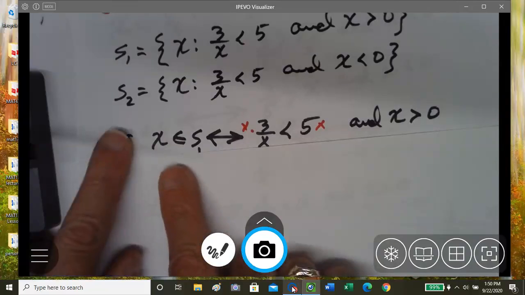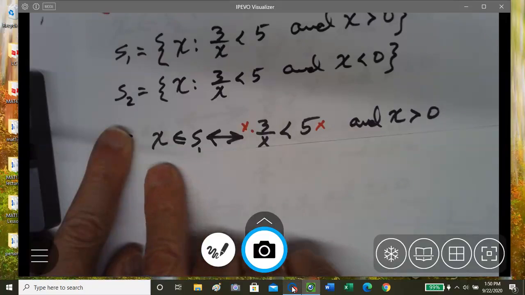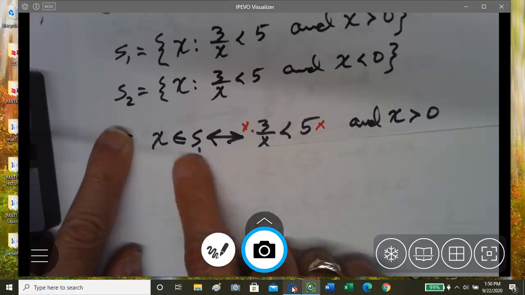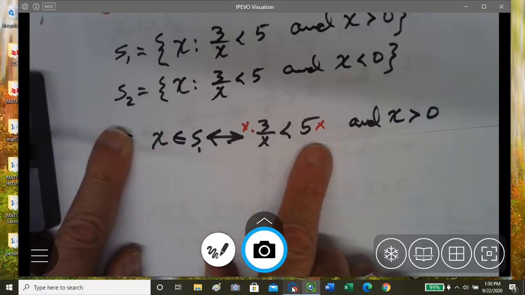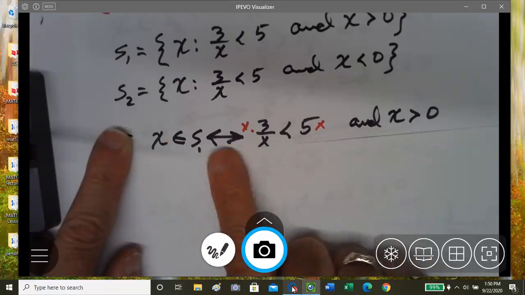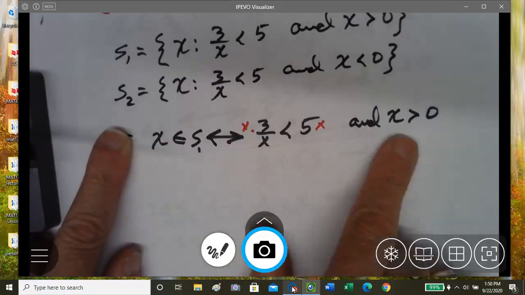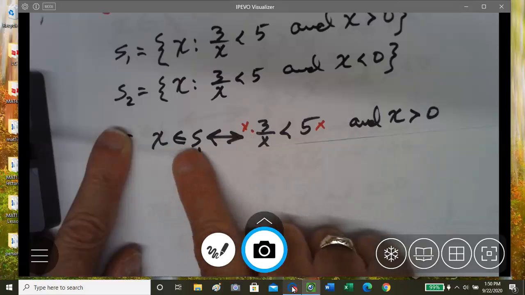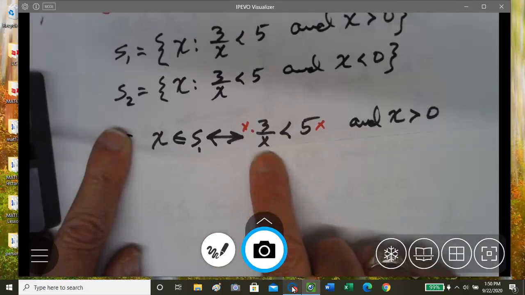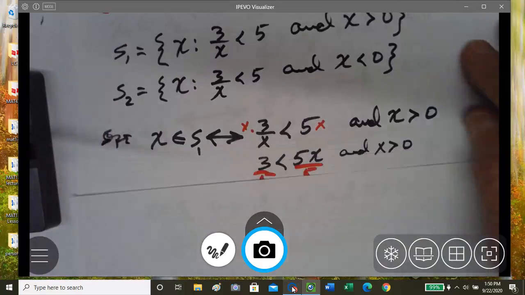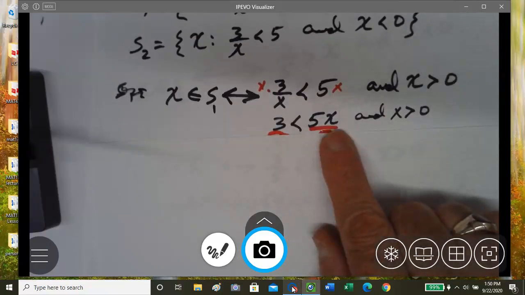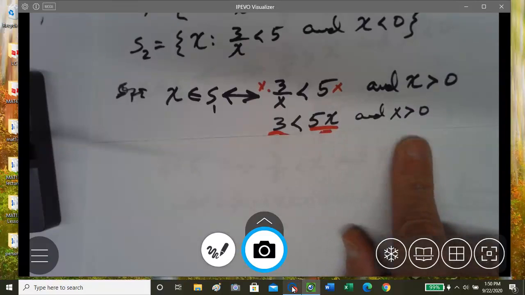So now we look at x being an element in set S1 if and only if, going both ways, 3 over x is less than 5 and x is greater than 0. So first thing, we solve for x: multiply x to both sides, and we get 3 is less than 5x, and x is greater than 0.